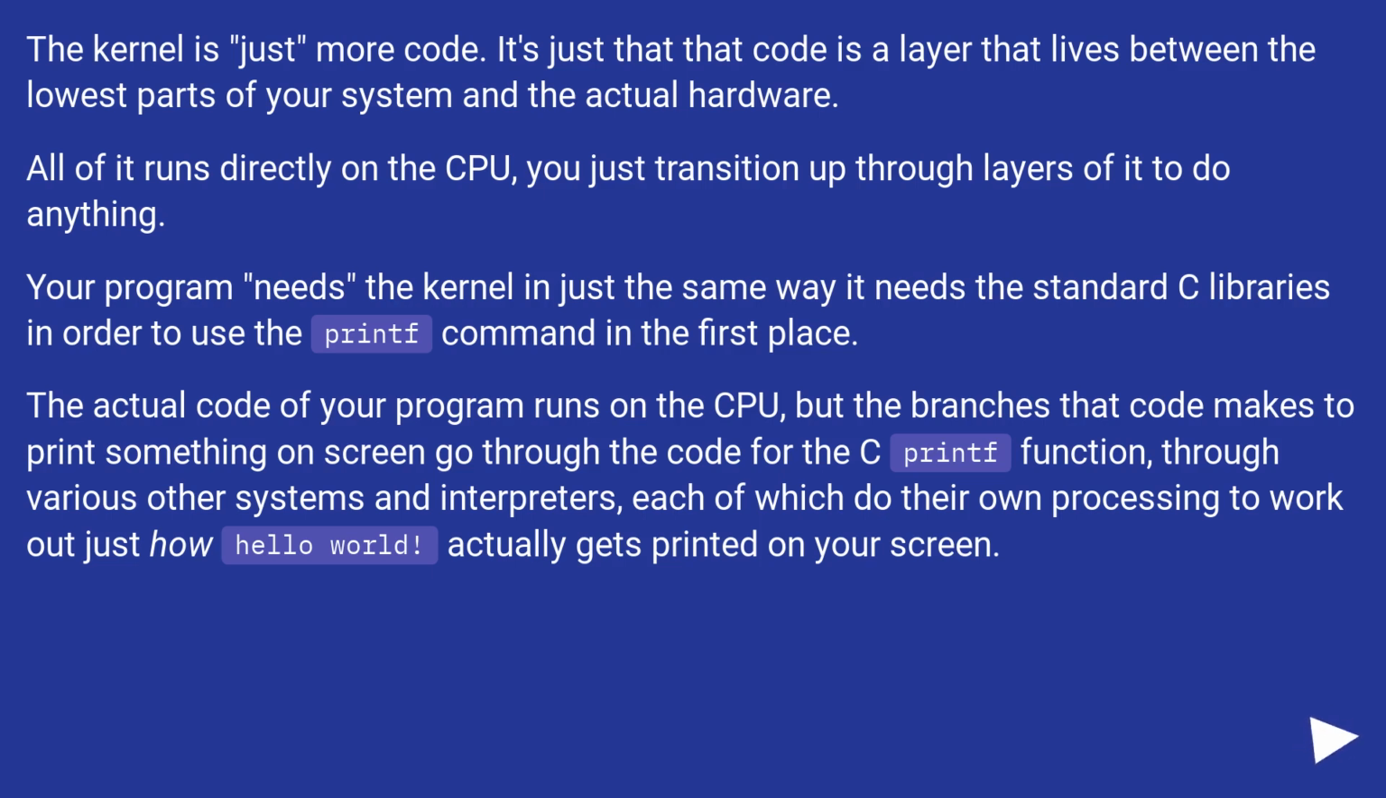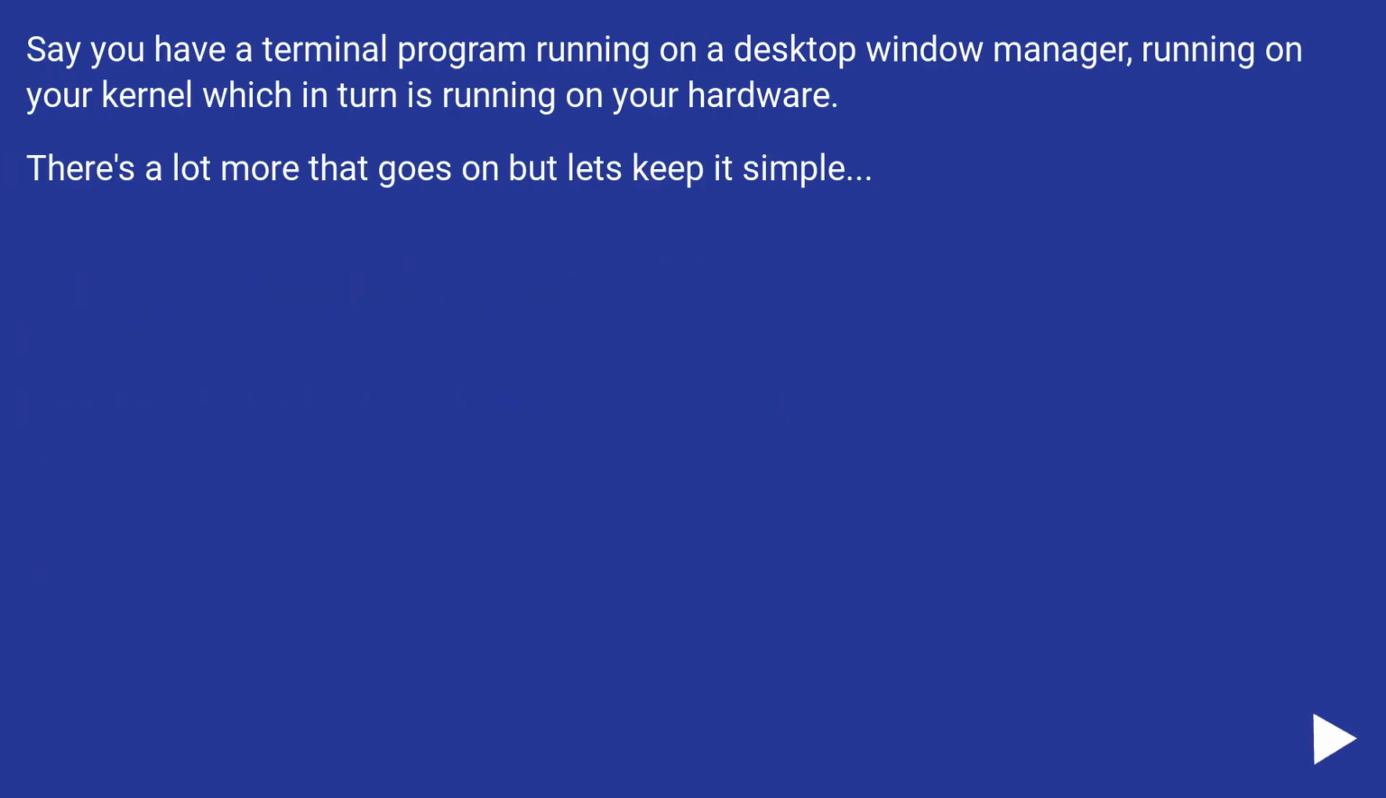The actual code of your program runs on the CPU, but the branches that code makes to print something on screen go through the code for the C print function, through various other systems and interpreters, each of which do their own processing to work out just how "Hello World" actually gets printed on your screen. Say you have a terminal program running on a desktop window manager, running on your kernel, which in turn is running on your hardware. There's a lot more that goes on, but let's keep it simple.